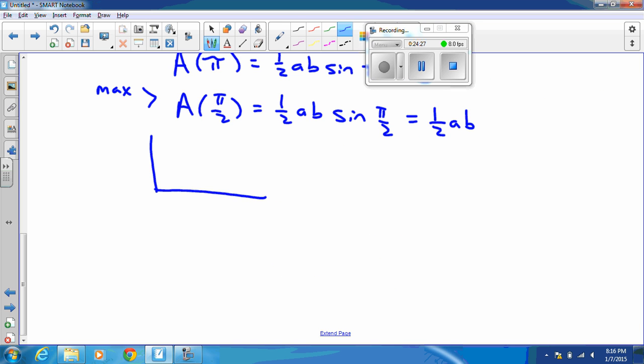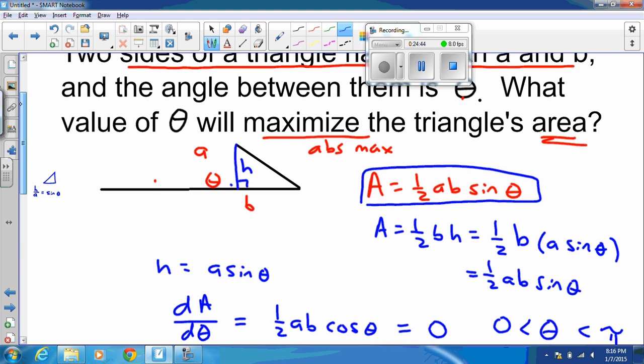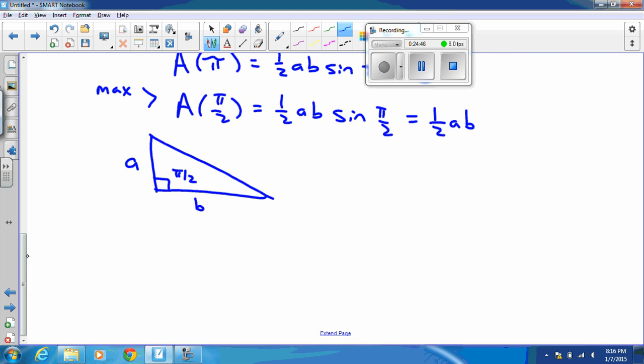So now we want to do two things. First, we want to sketch our situation to see why it is reasonable. When theta is equal to pi over 2, we are looking at a right triangle. And it makes sense that the right triangle would have the largest area for a given value of A and B. So we're happy with our answer.